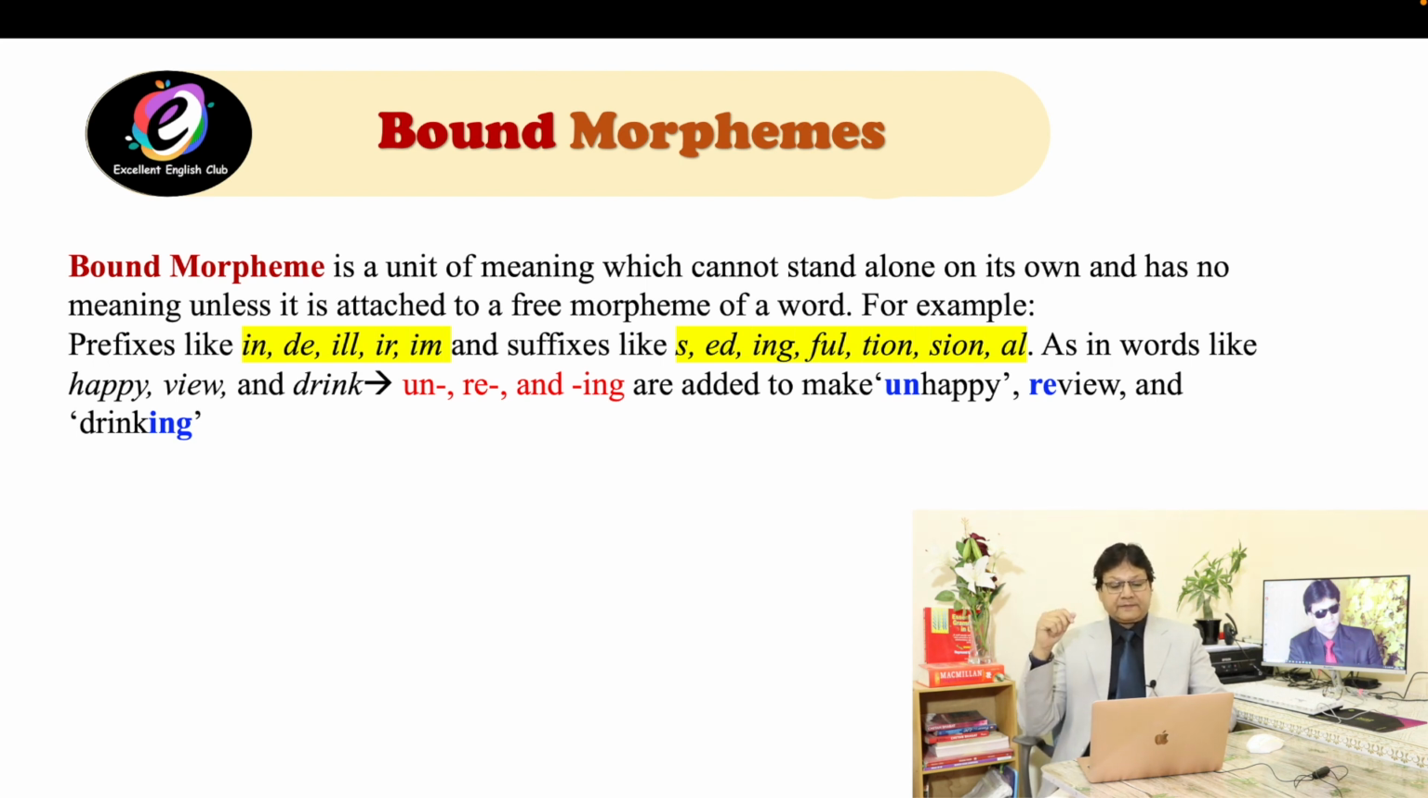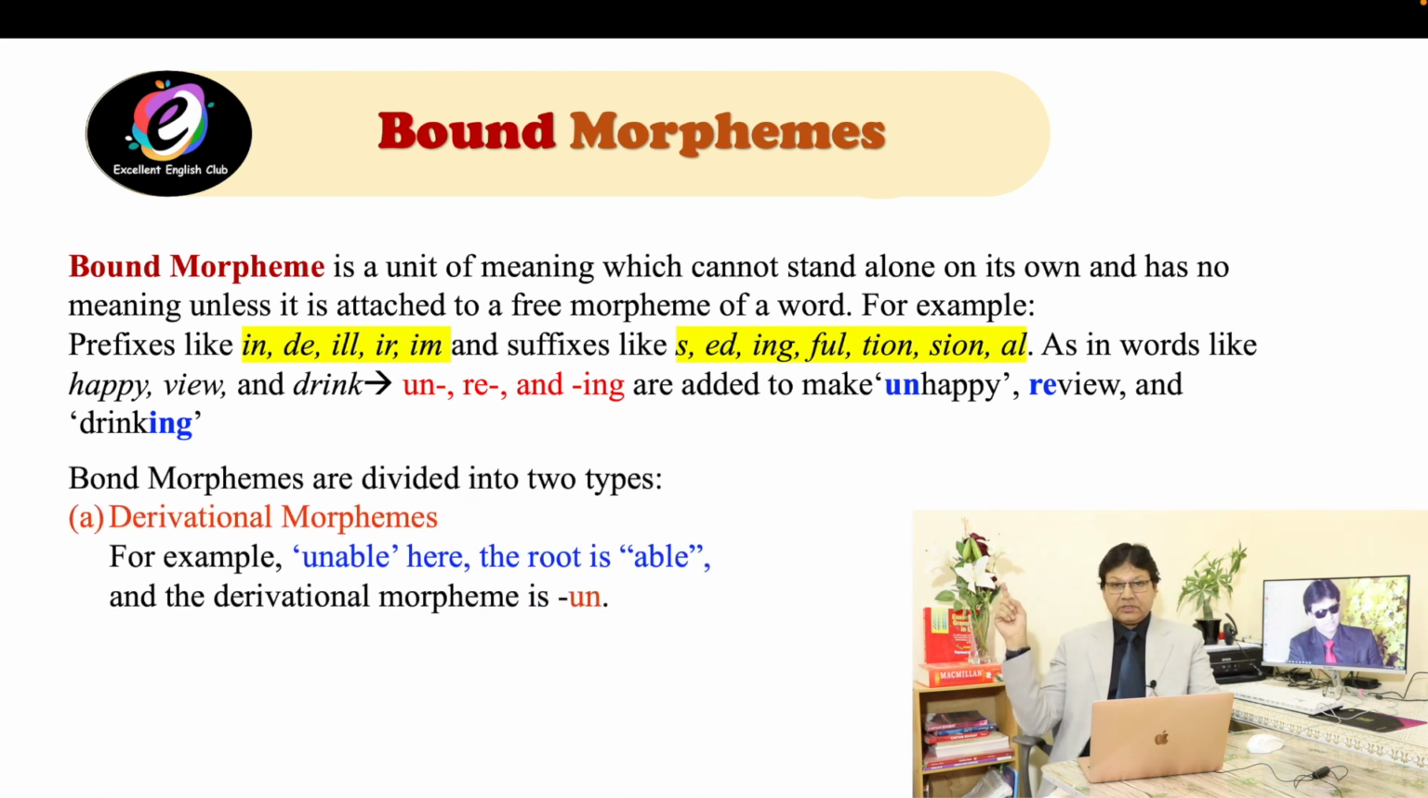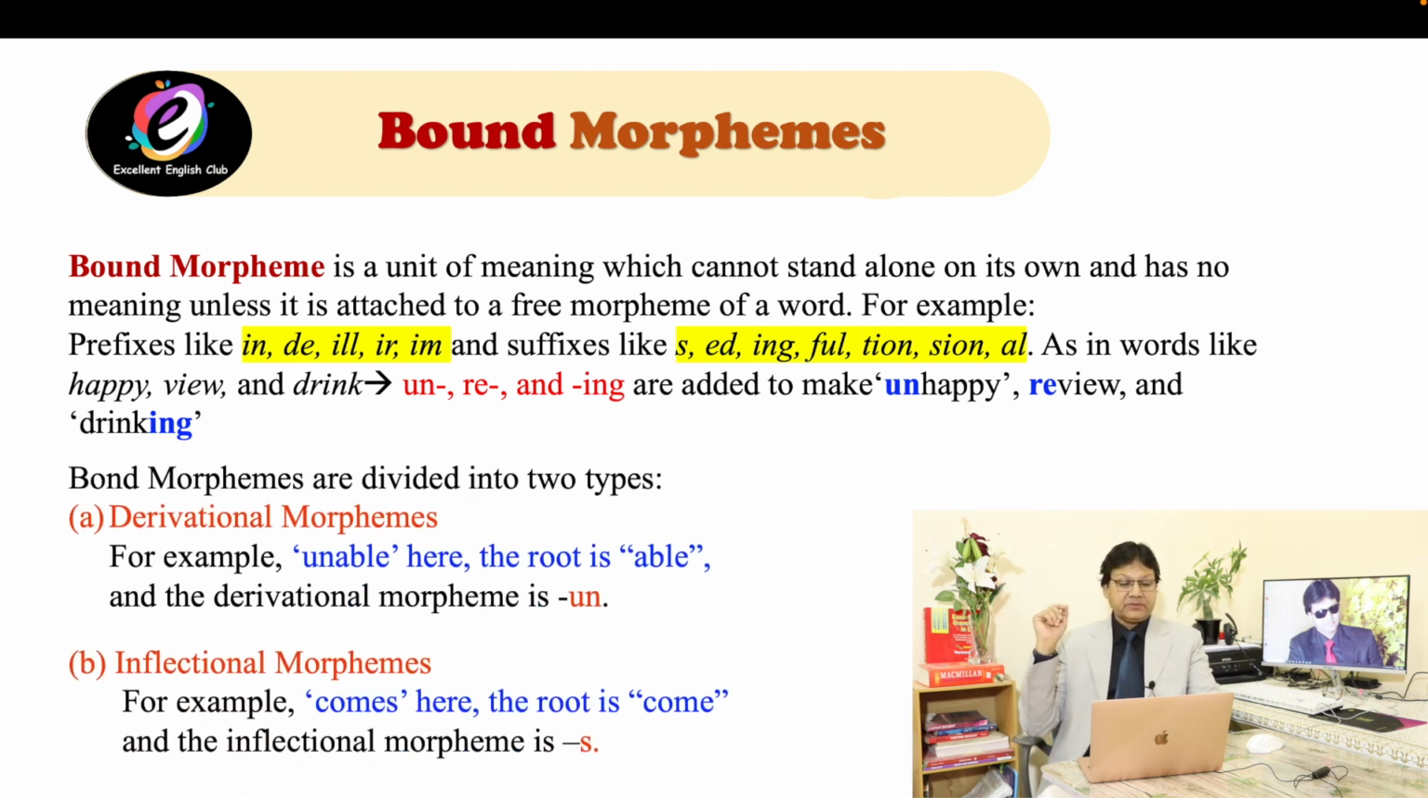Basically, these bound morphemes are affixes. Just like free morphemes, bound morphemes also have two categories. Number one, derivational morpheme. Number two, inflectional morpheme. Look at the examples here. Derivational morpheme, for example, unable. In the word unable, the root word is able and the derivational morpheme is un. Similarly, for inflectional morphemes, an example is comes. Here the root word is come and the inflectional morpheme is s.